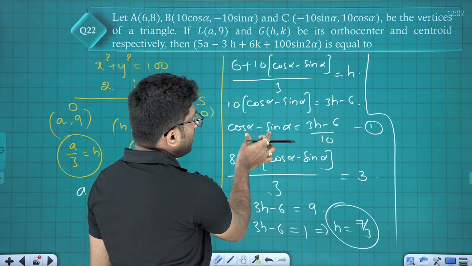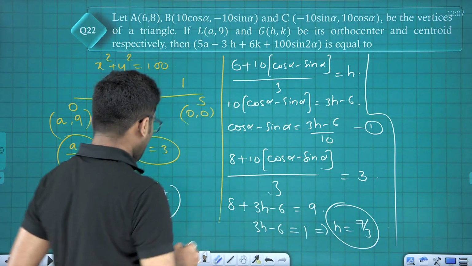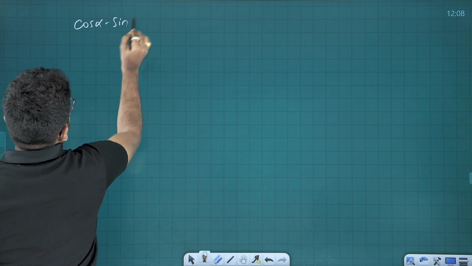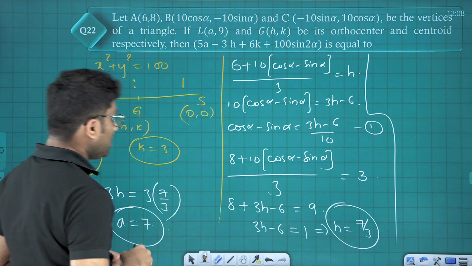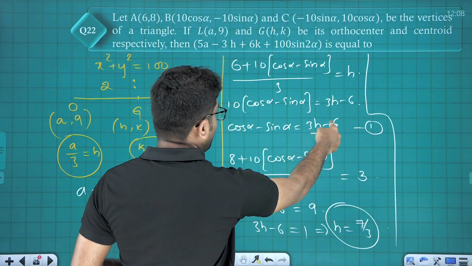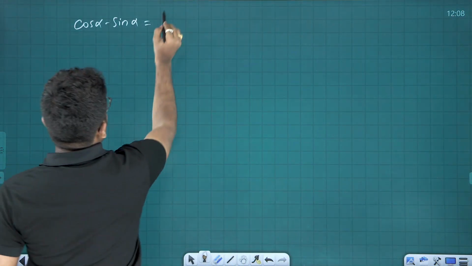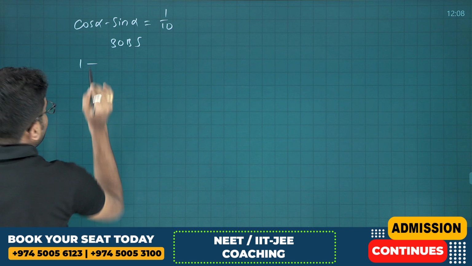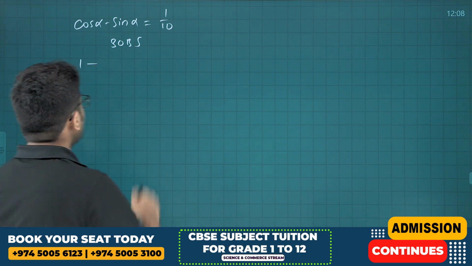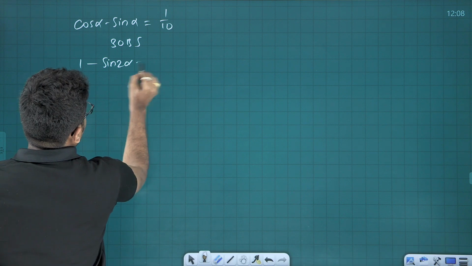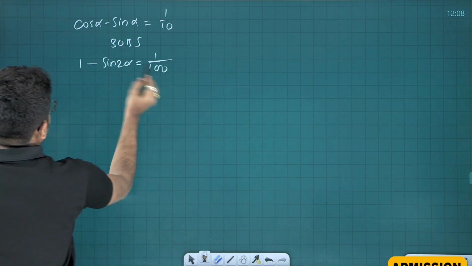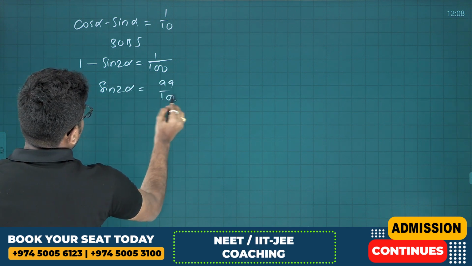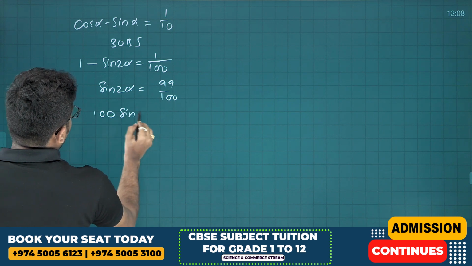How do we get the sin 2 alpha value? Cos alpha minus sin alpha value is equal to 3H minus 6. 3H is 7, 7 minus 6 is 1, so it is 1 by 10. Squaring on both sides: cos square alpha plus sin square alpha is 1, minus 2 sin alpha cos alpha. 2 sin alpha cos alpha is sin 2 alpha, which is equal to 1 by 100. So 1 minus 1 by 100, that is sin 2 alpha is equal to 99 by 100. 100 times sin 2 alpha is equal to 99.